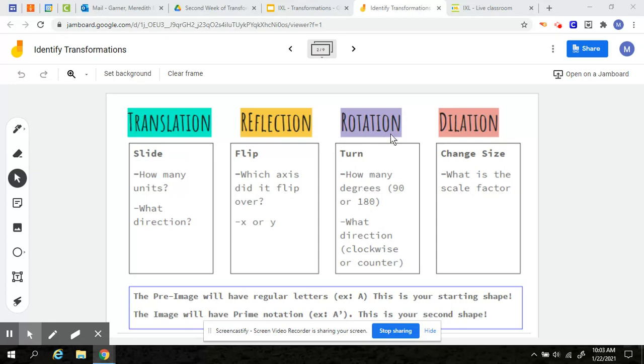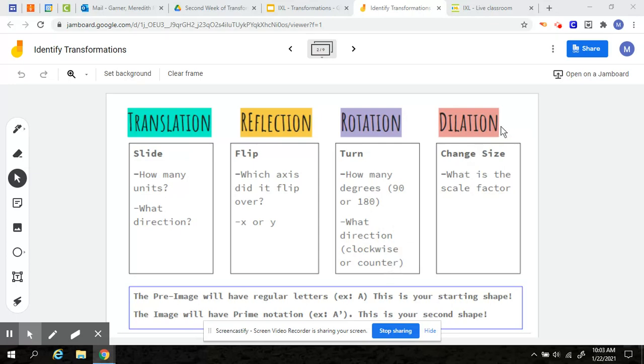The third is a rotation, which means a turn. First, you're going to see how many degrees it turned. It's 90 degrees if it's in a quadrant right next to each other, and 180 degrees if it's in the opposite corner. If it's 90, you also have to answer what direction: did it go clockwise or counterclockwise?